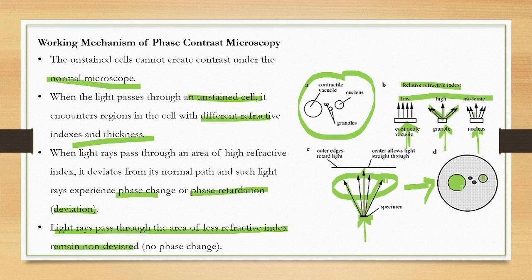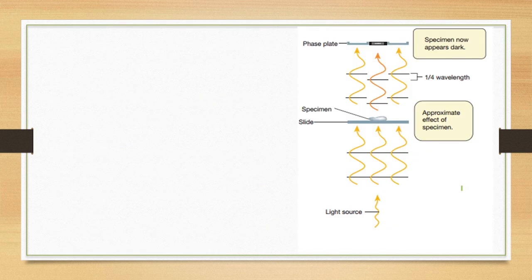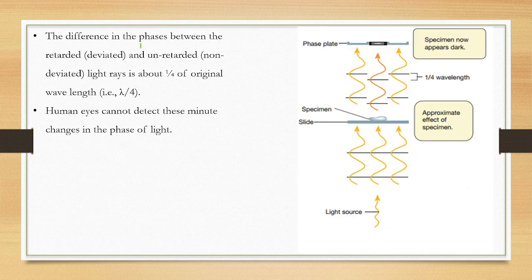And how is this possible? Let's look at it. There are two light rays: one is called the retarded or deviated light rays, and the unretarded light rays. And there is a difference. What is the difference among them? The difference in phase between the retarded and unretarded light rays is about 1/4 of the original wavelength. Let's look at what it is.